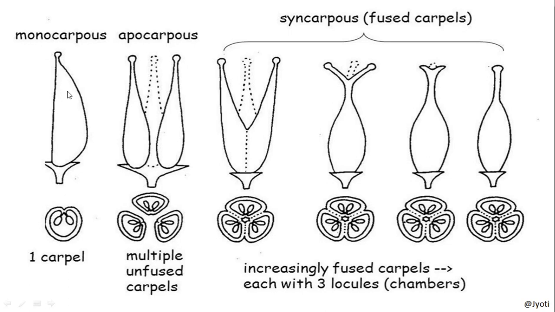Then here you can see there is more than one carpel. Here you can see 3 carpels, but these 3 carpels are not fused with one another. They are free. Such a condition is called apocarpous. So in the ovary, 3 locules, 3 chambers are there, and these 3 chambers are not attached or fused with one another, and they have the ovules. So this is the upper part and this is the ovarian part. Here the carpels are not fused, so it is called apocarpous.